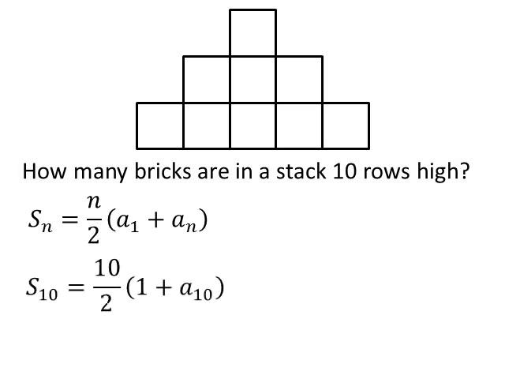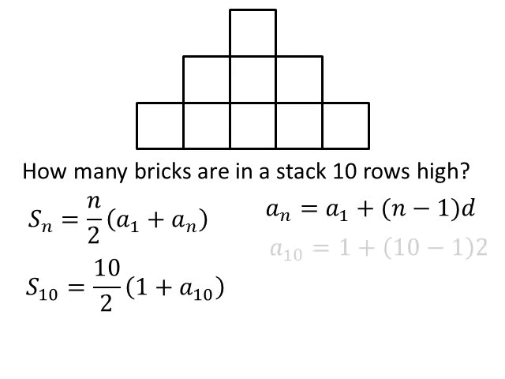So we know S is 10, we know N is 10, we know A1 is 1, but we need to find the last term. We don't know what it is yet. We don't know how many bricks are in the last row. So we're going to have to calculate that using the formula that we had last time, which is this. This is the formula for finding the nth term of a sequence. So we need to know what the 10th term is to find out what the sum is. This is from last time.